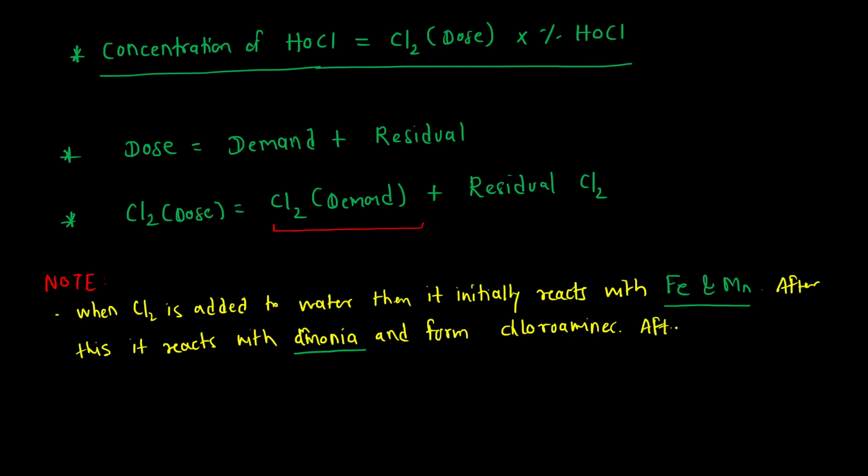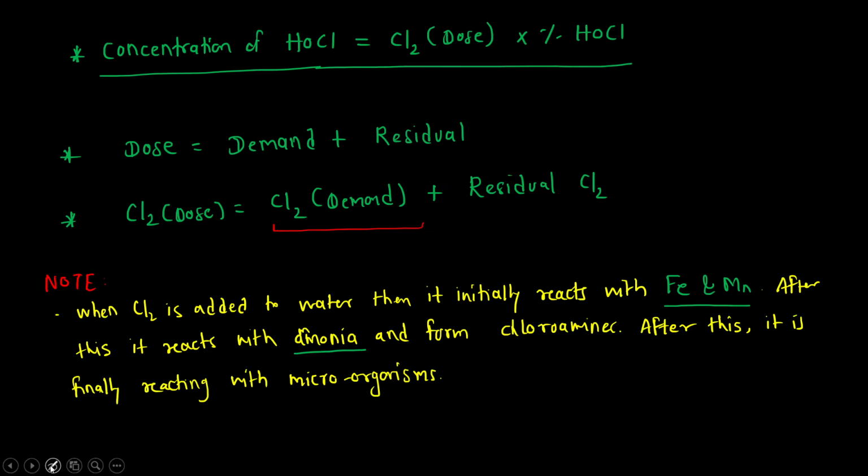After these two reactions, it is finally reacting with microorganisms. Okay. So now the amount of chlorine which is consumed in the above three processes, that is the initial reaction with iron and manganese, then reaction with ammonia, and then the amount of chlorine required for killing the microorganisms, if we add this total chlorine, then this chlorine is called as chlorine demand.